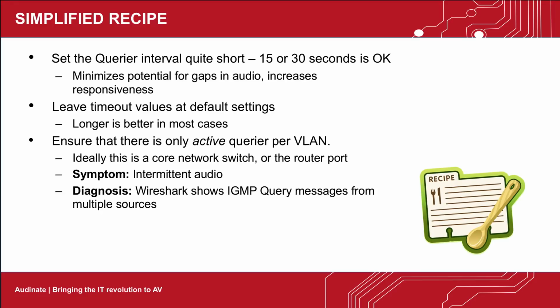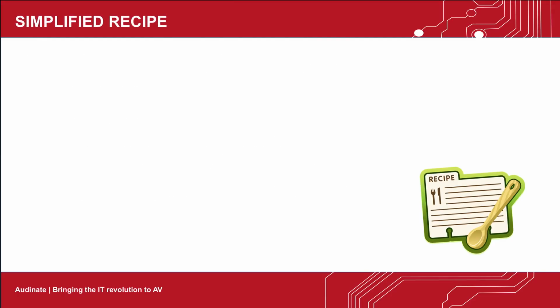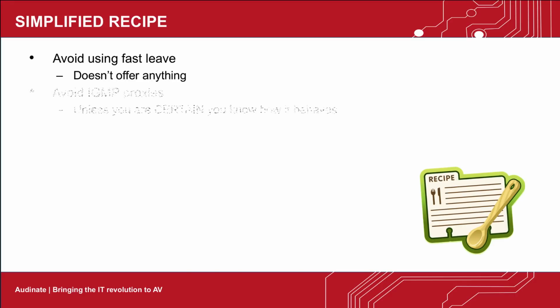These type of issues can be diagnosed by using Wireshark. If you're having a problem and you suspect IGMP is causing it, you can use Wireshark to diagnose this issue. In such a case, what you're looking for is multiple query messages coming from multiple sources. Avoid using a feature called fast leave. It doesn't give you anything.